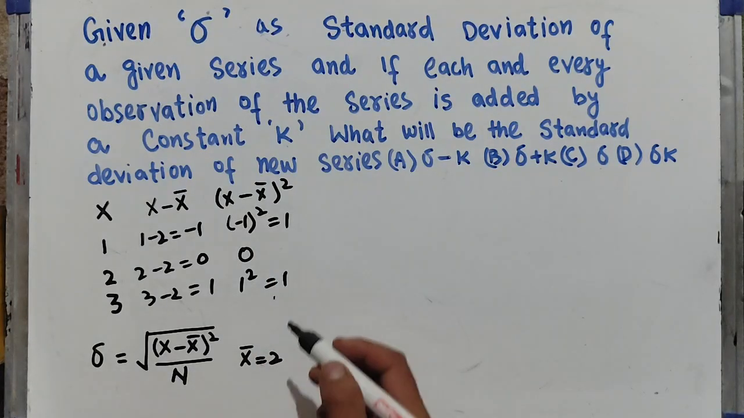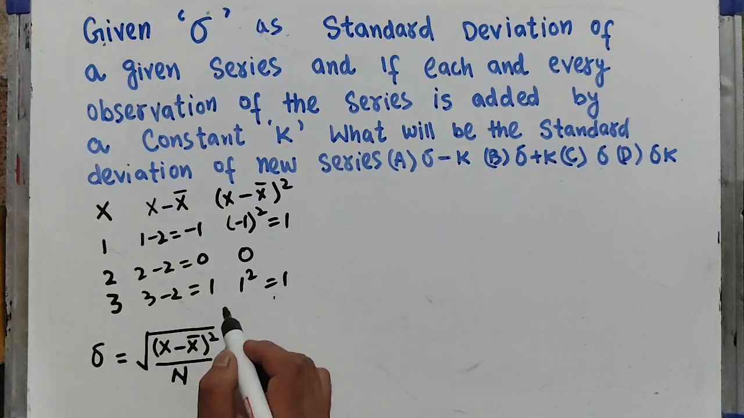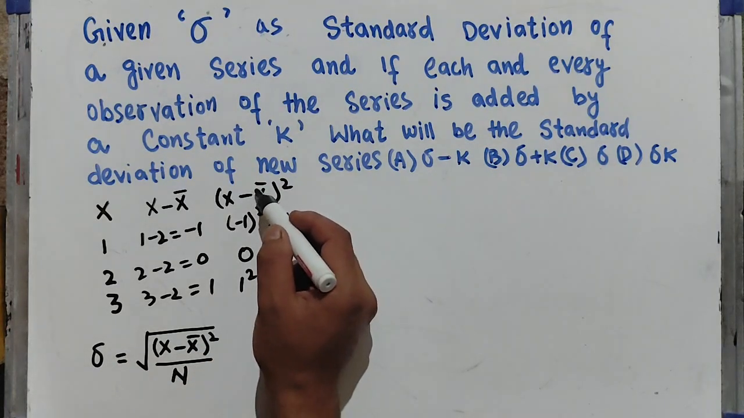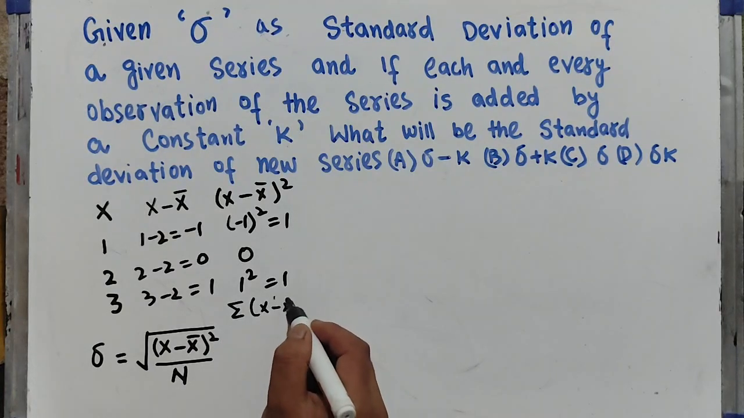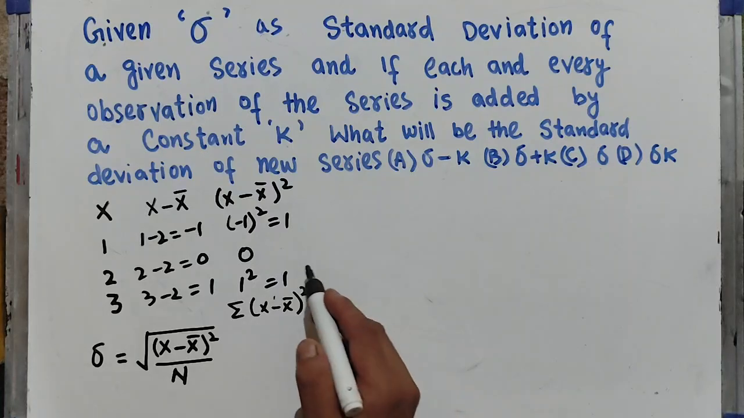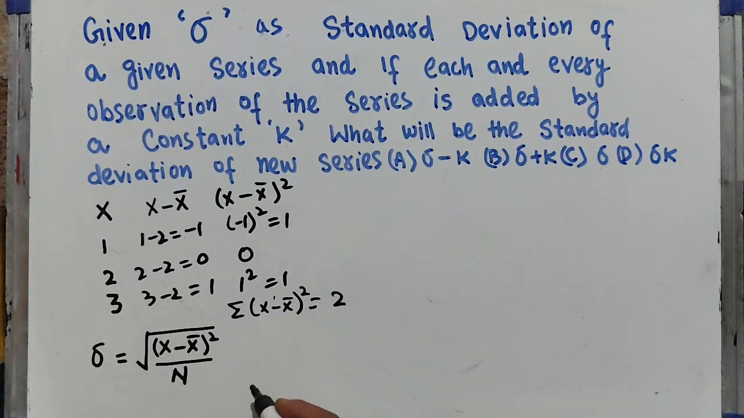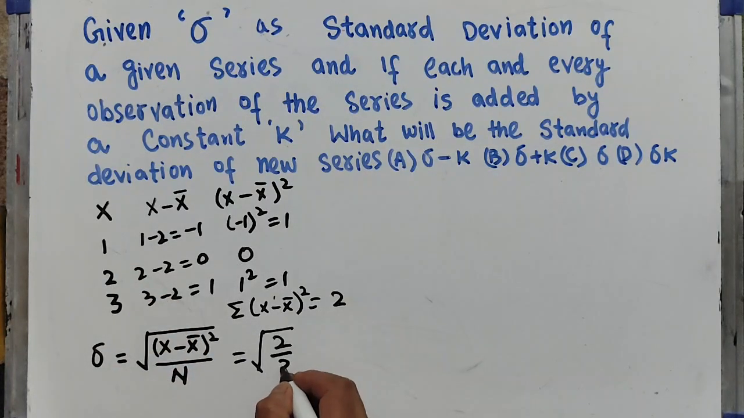Then what will be the standard deviation? Let us sum this. We have the summation of (x minus x bar) squared. What is the sum of this column? It is 1 plus 1, which is equal to 2. So standard deviation will be equal to 2 divided by the total number of observations, which is 3, so 2 upon 3.